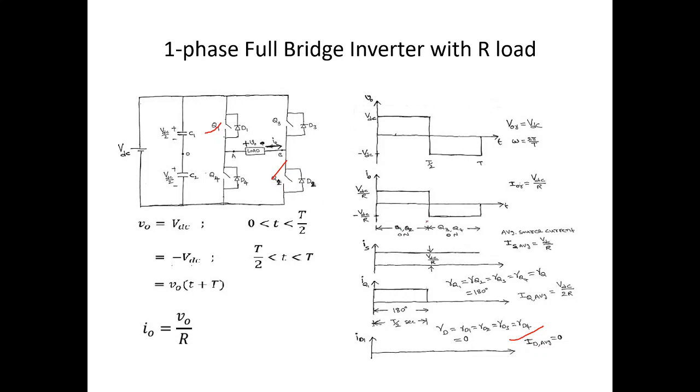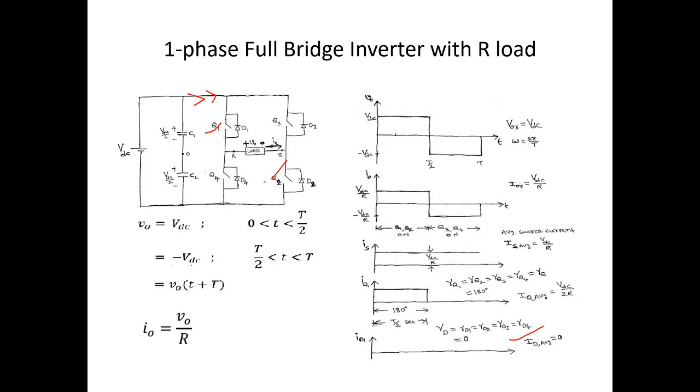Similarly, in the negative half cycle, voltage is negative and current is negative for the output, so Q3 and Q4 are going to conduct. Coming to the average value of the source current, when Q1 and Q2 are conducting, the source current flows this way, and similarly when Q3 and Q4 are conducting, in that case also the source current would flow this way.